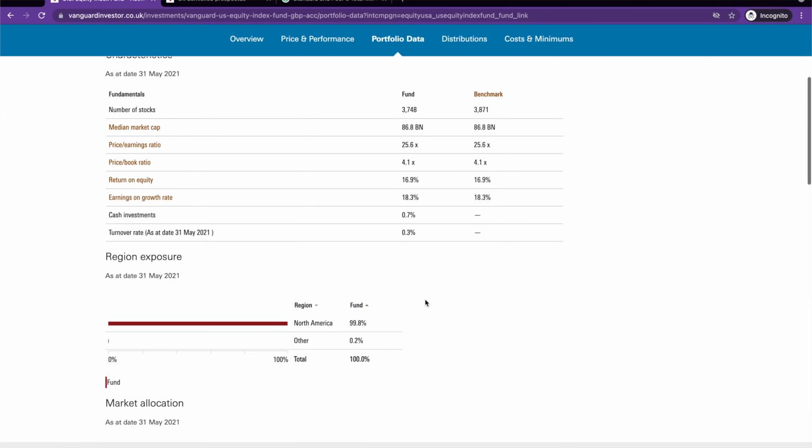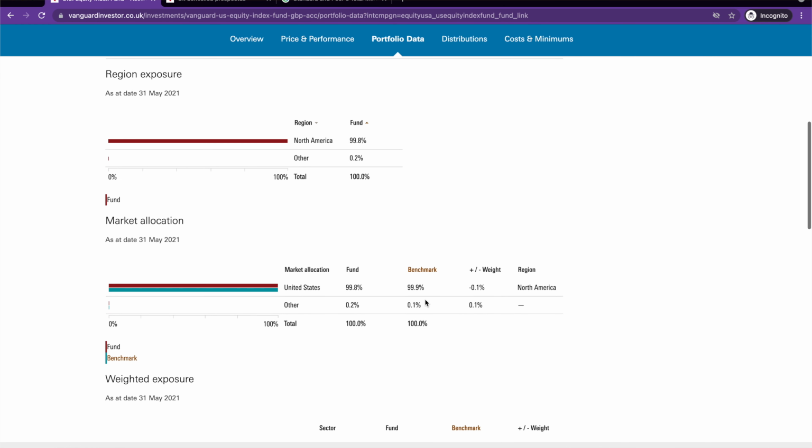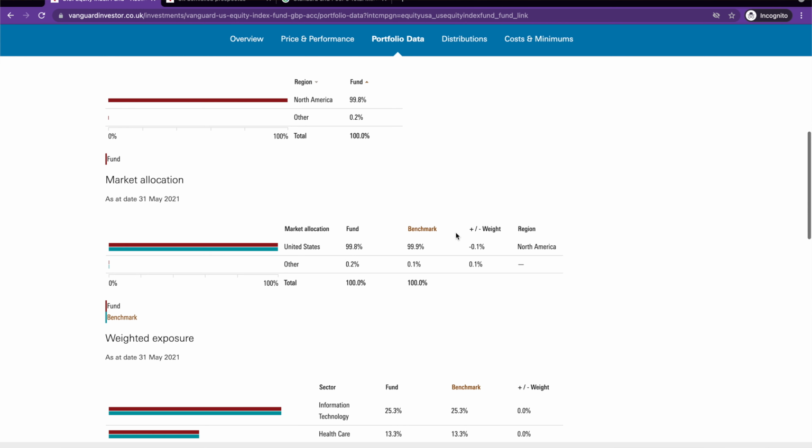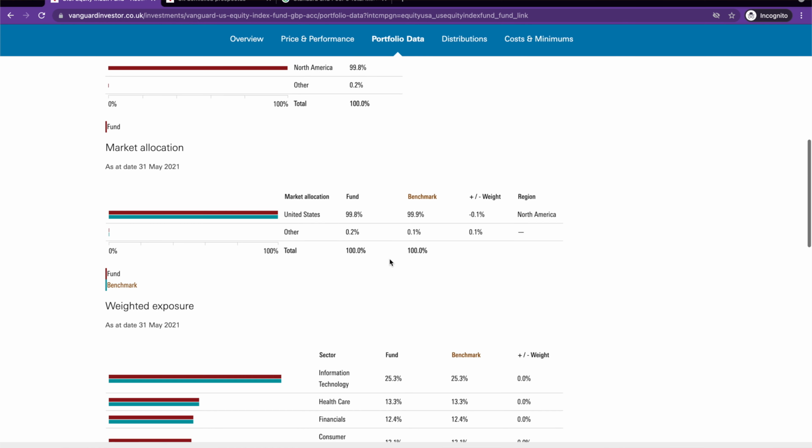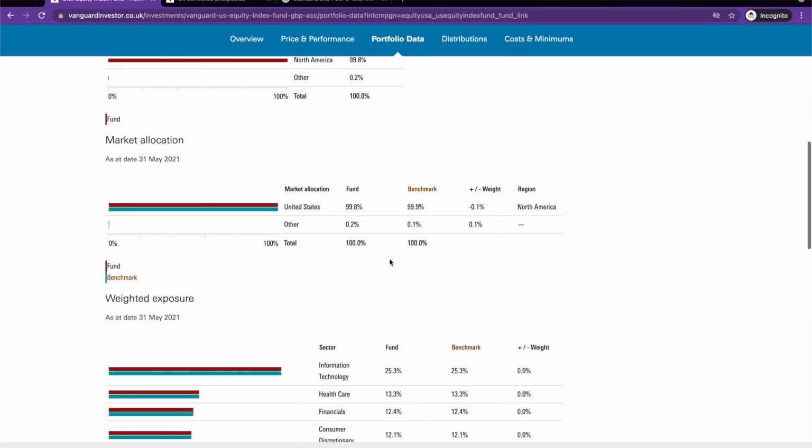All right, if I scroll down here, you'll see that we have the region exposure. So no surprise here, this is an index fund tracking the total market index of US stocks. So in terms of region exposure, it's almost 100% North America. Pretty obvious. Market allocation as well, United States 100%.